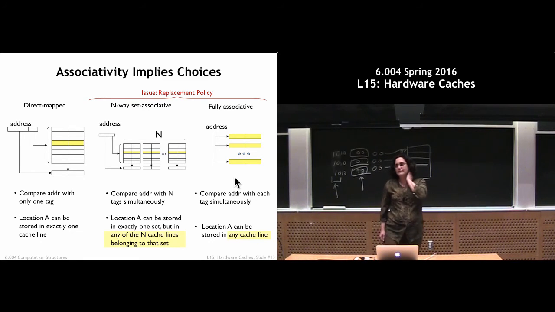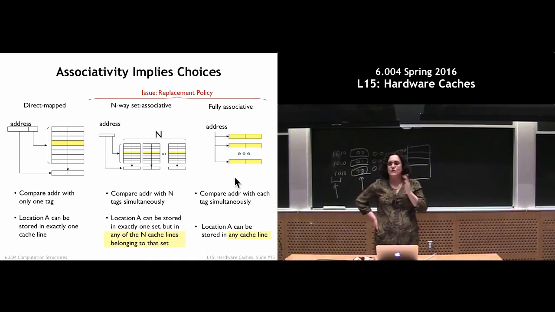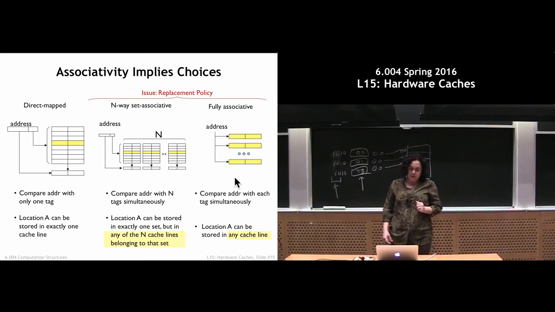Okay, so there's one issue that we still haven't dealt with, which is, suppose I've been running for a while and my cache is full, and now I get a miss. Before I can bring that piece of data back into my cache, I have to figure out which piece of data I take out of my cache. And so we have this notion of what's called a replacement policy.